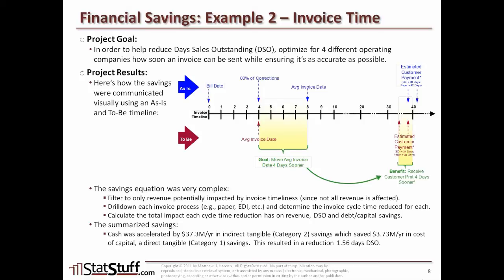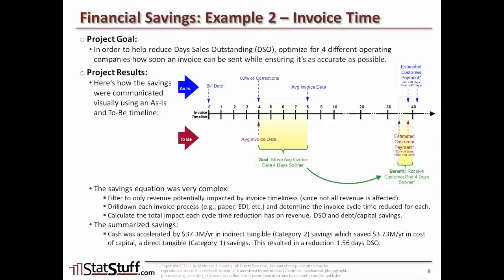But again, it's indirect tangible in the sense that it's cash we're already getting from the customer, but we're just getting it sooner from the customer. So it's not any more cash we're adding to the business, and it's not less cash going out from that perspective. So we first measured it in that way. Basically, again, the category 2 type of savings, of indirect tangible savings.